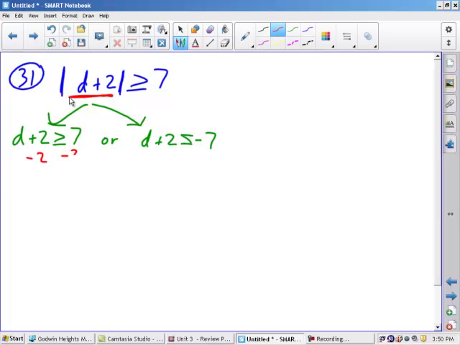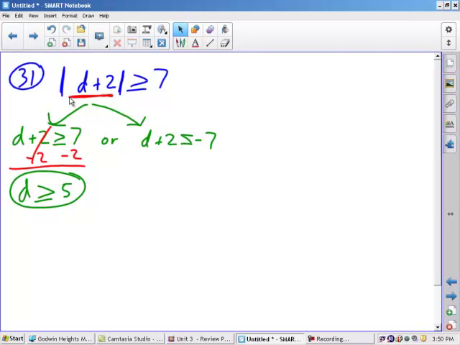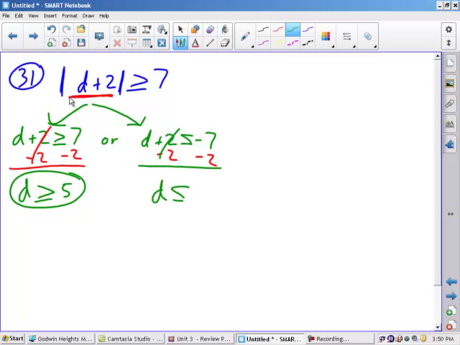So I need to go ahead and solve both of them. So I subtract 2 from both sides, and I then get d is greater than or equal to 5. So it's going to be farther than 5 units away. And then I also have to subtract 2 from both sides over here, and I get d is less than or equal to -9. So that's or, not in between. So that's any and all.